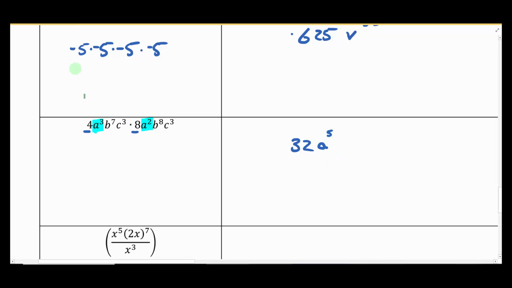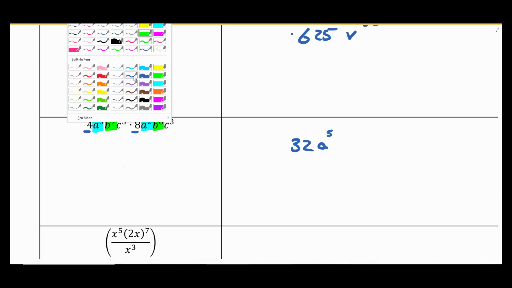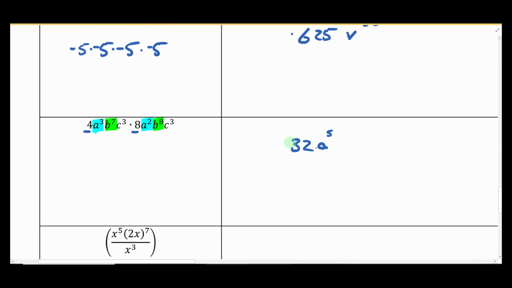All right, and then I'm going to go to the b's, right? So I have a b to the 7th and a b to the 8th, right? So that would be 7 b's and then 8 more b's. So that's going to be 15 b's, right? So again, adding the exponents. So we're going to have b to the 15th power.